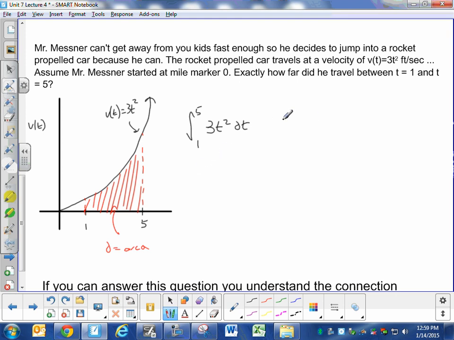So let's start by first taking the antiderivative of 3t squared. What's that equal? t cubed plus c. Now the c is very interesting. This is considered like my starting position. I was told that I started at mile marker 0, so for this example, I can say c is equal to 0. So all of a sudden, my position function is t cubed.